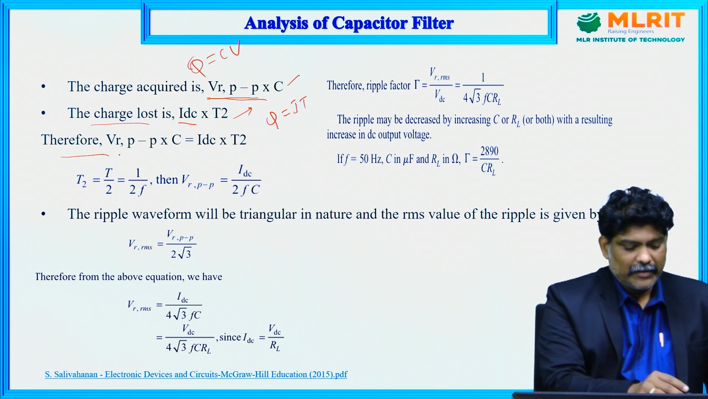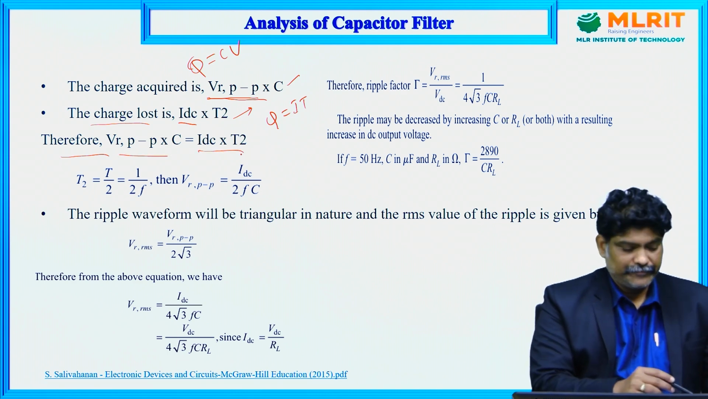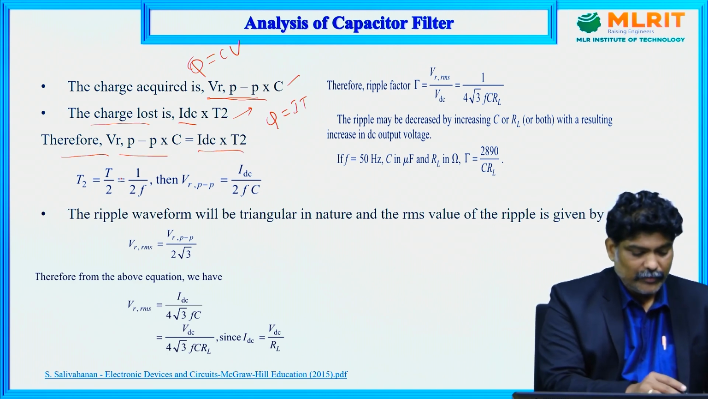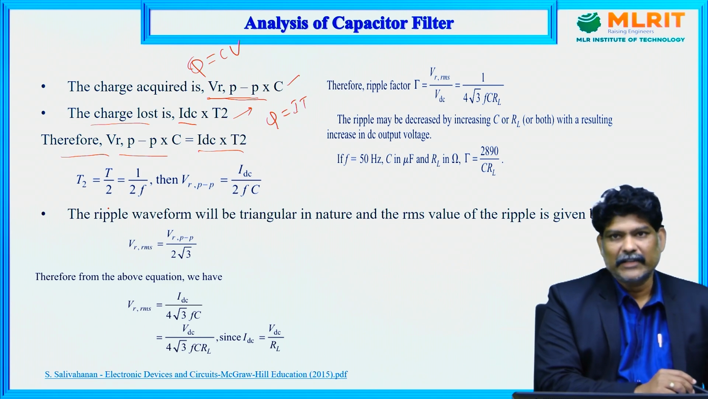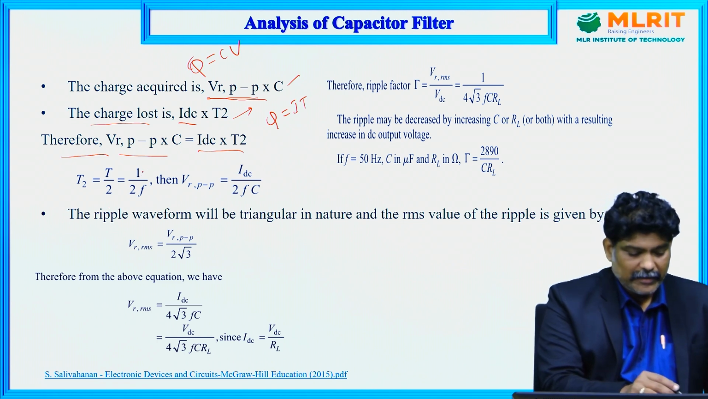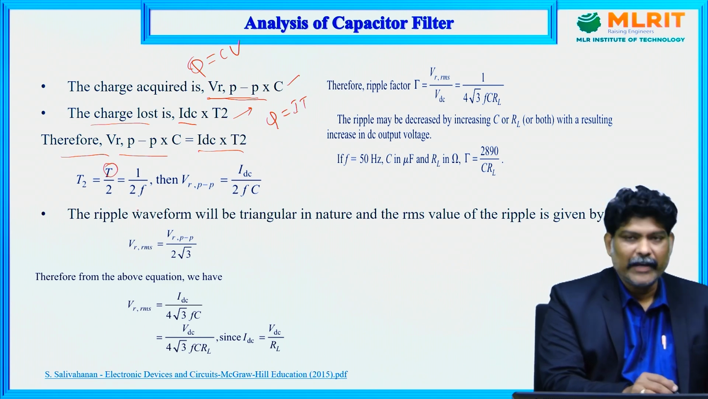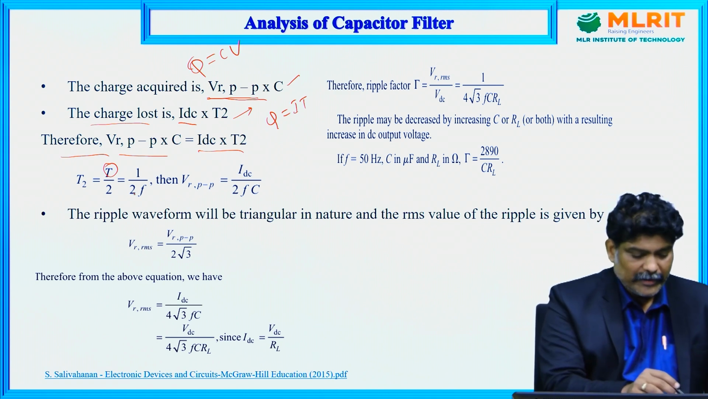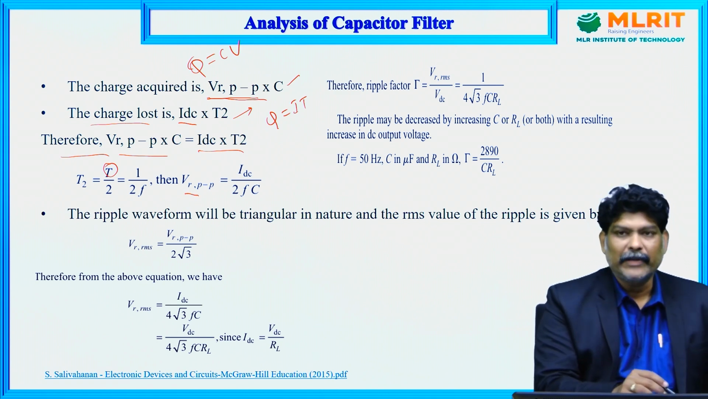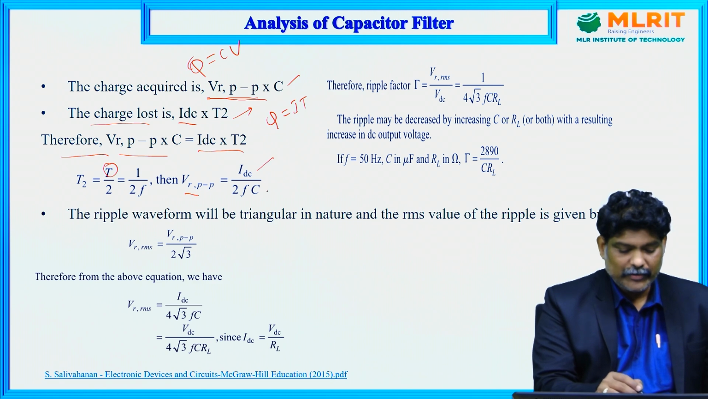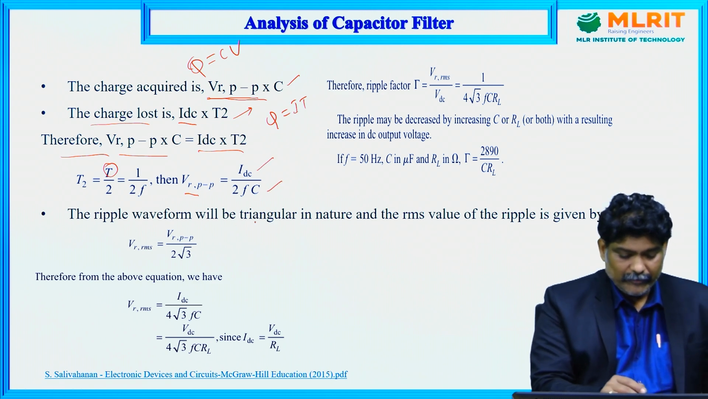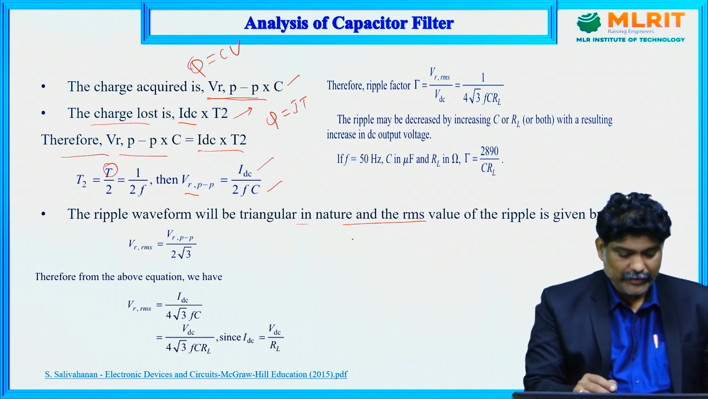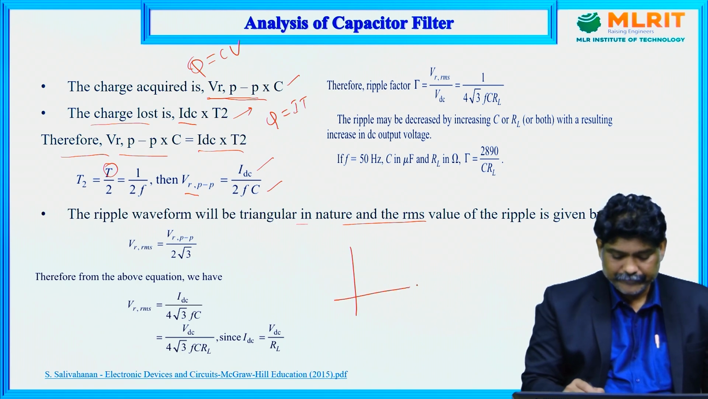Therefore, if you equate these two, what will we get? T2 will be T by 2, half of the time period. And we know T is 1 by F, inversely related, frequency and time. So it is 1 by 2F. Then VR peak to peak is equal to IDC by 2FC. So the ripple waveform will be triangular in nature. If you observe the signal, the ripples are triangular in nature.